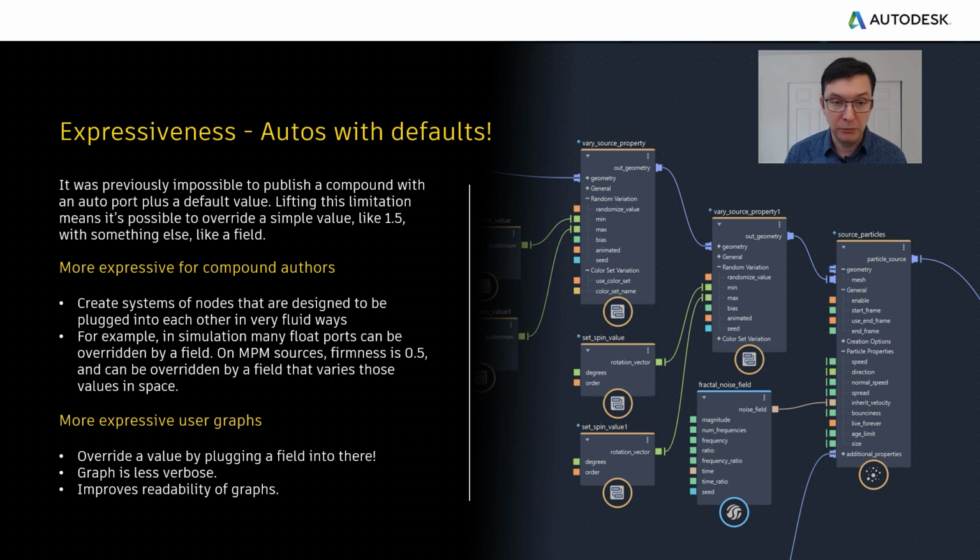And Costa will talk about this more, but for example, in simulation, many float ports can be overridden by a field. And on NPM sources, there's something called firmness, and instead of setting the firmness with a value like 1.5, it can be overridden by a field that varies those values in space.